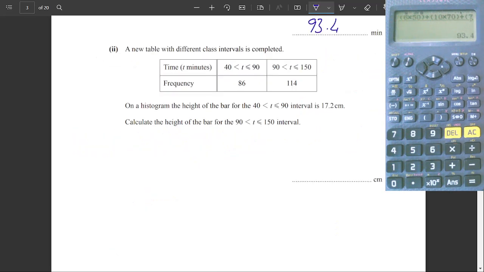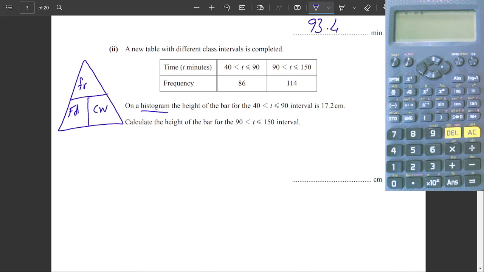Question 1C part 2 is a little bit harder. Okay, first of all, we're talking about histograms. So remember the formula for a histogram. Always good to draw a triangle. What is the formula? For histogram, the frequency, which means the amount, is the frequency density times the class width.